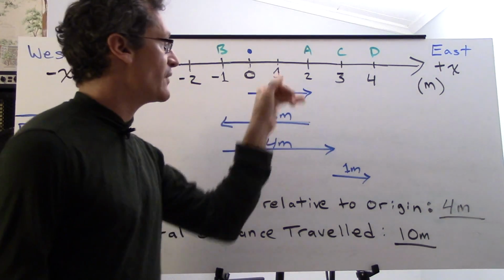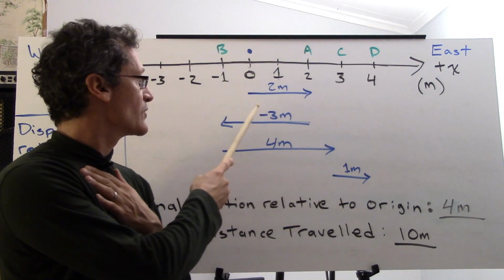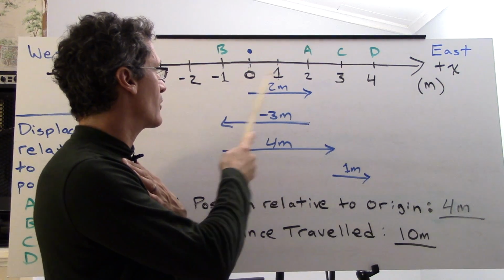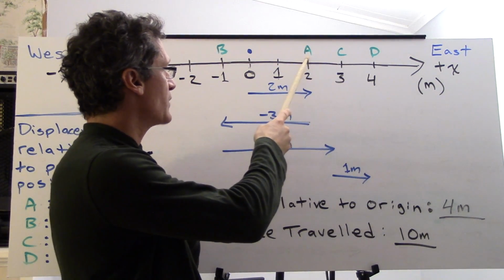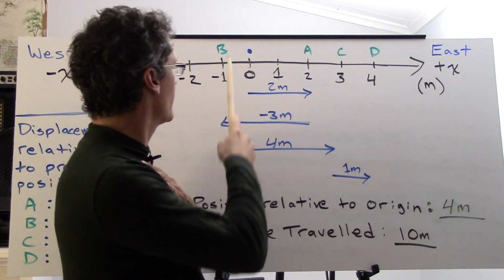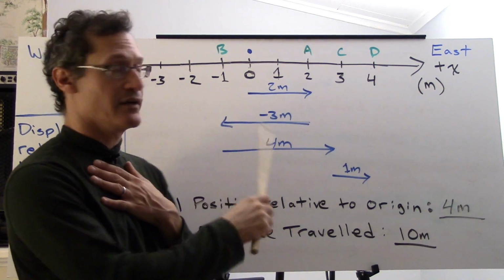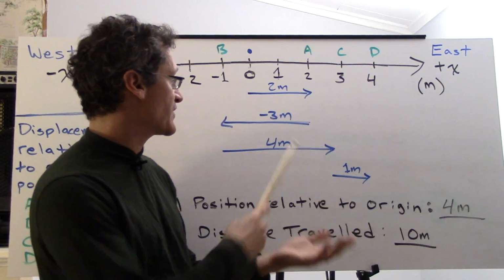Okay, well I've done this graphically so that you can see what's going on. We have 2 meters here from 0 to 2, so we're at position A. Okay? Then we were told to go 3 meters back, we're at position B. So if I go 3 meters back, notice that this arrow is pointing in the negative direction. Okay, that's a negative vector.